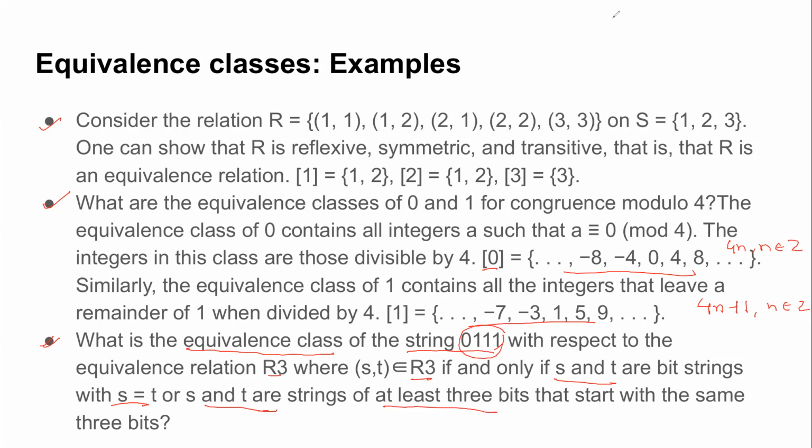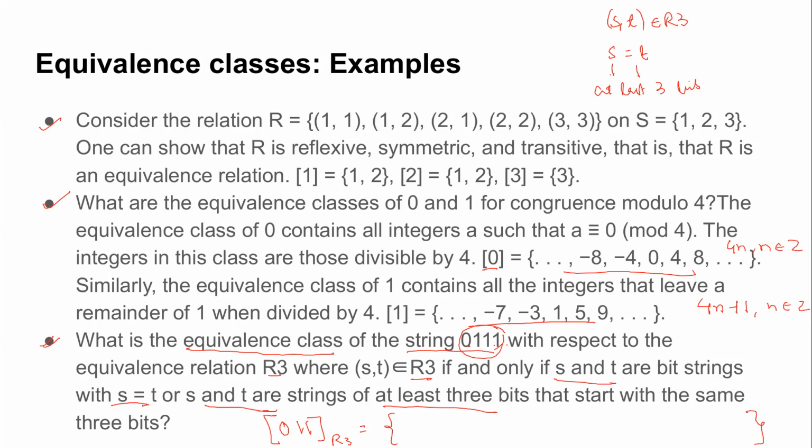Okay, so you have the elements as strings. We say that the pair of strings S, T belongs to this relation R3 if either they are equal or their first 3 bits, at least the first 3 bits, are the same. Okay, and we want to find the class with respect to 0, 1, 1, 1. Since we are focused only on the first 3 bits, what should this set be? Either it is the same or the first 3 bits are the same.